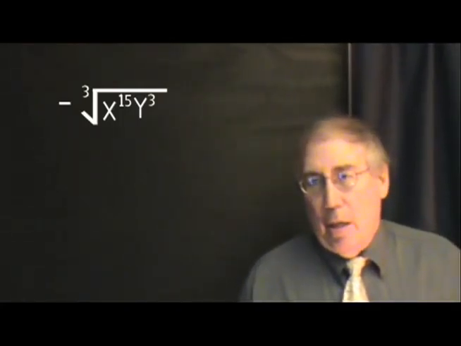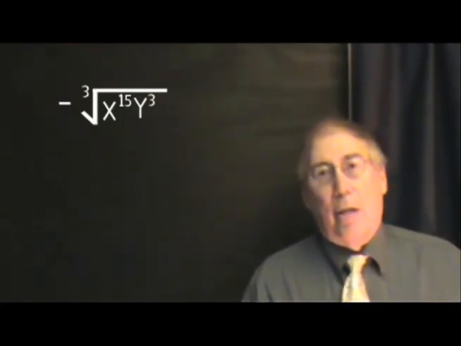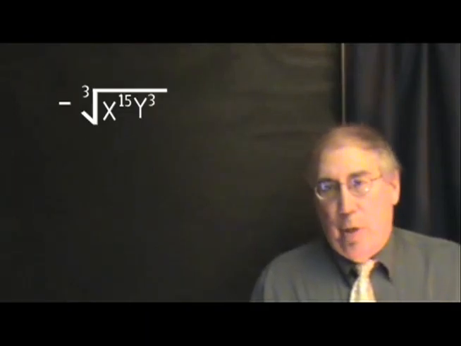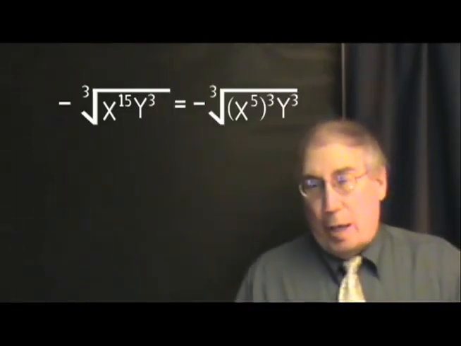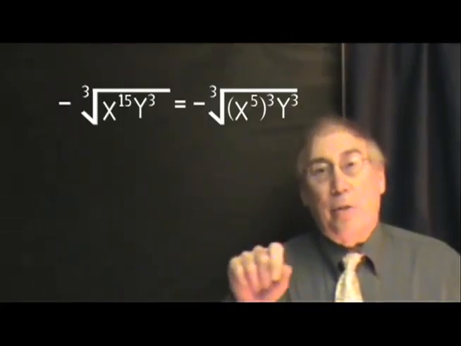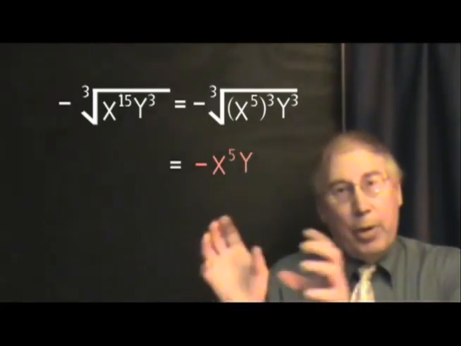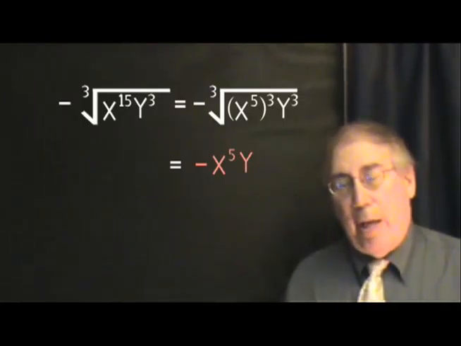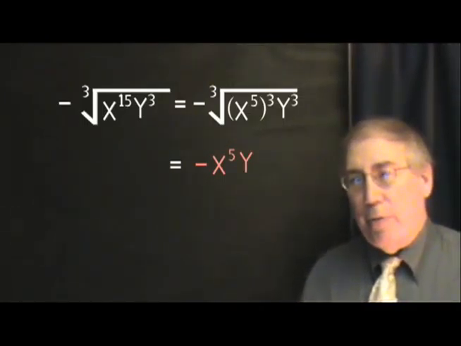Next problem, cube root. Looking for cubes. We have a y cubed, that's okay. Now let's look at x to the 15th. That can be rewritten as x to the 5th cubed. So now we have 2 cubes underneath there. Pull that out, we get a negative x to the 5th y.